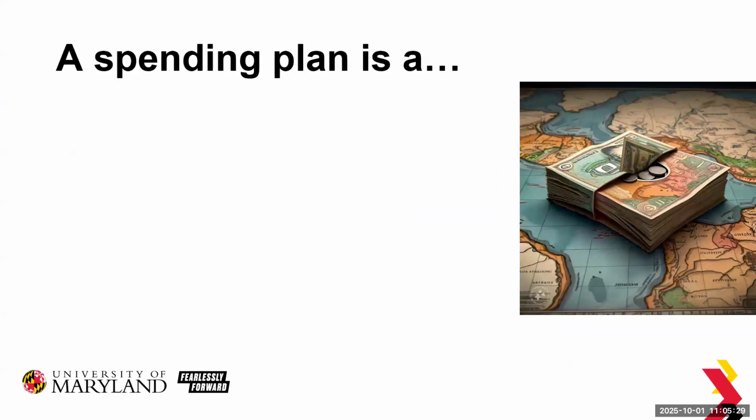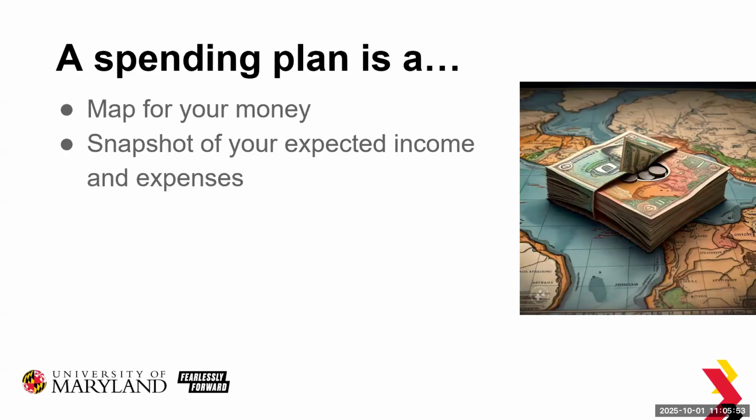And so what is a spending plan? When we think about a spending plan, it's really looking at what is the map for our money. And if we don't have a plan, how do we know where we're trying to go? And so developing a spending plan is a map. It's going to give you an idea of where your money is going, and is it going in the areas that you want it to go in?